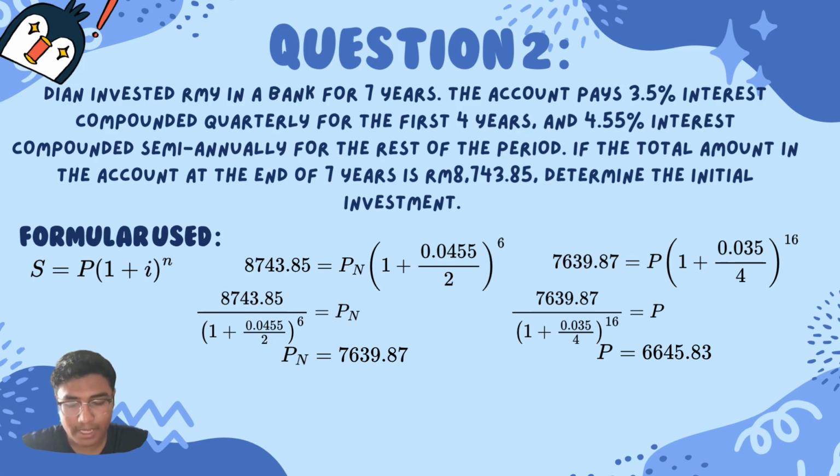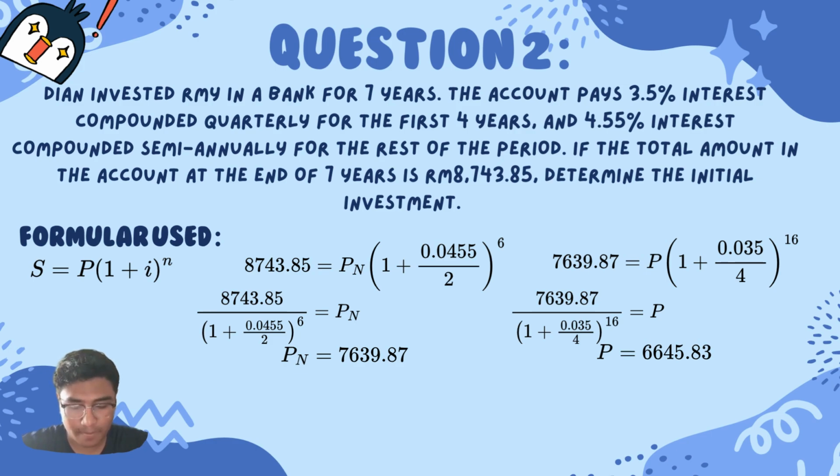So we start with 8,743.85 equals P in the bracket 1 plus 0.0455 divided by 2 to the power of N. And then we can get the P. If P is 7,639.87. And then we do it again because we do it backward.